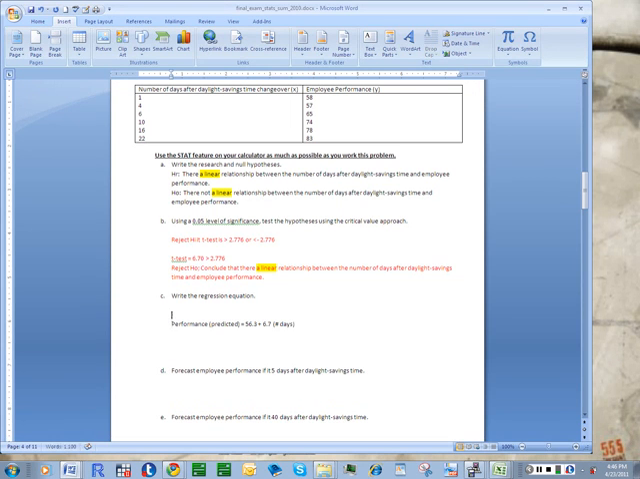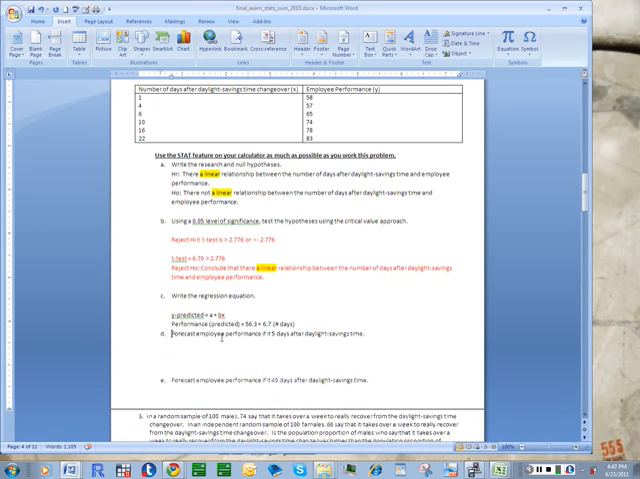I should have put here just to give me a general form for the equation. And so that is your regression equation. And so if there are 5 days, you just plug 5 into that equation.